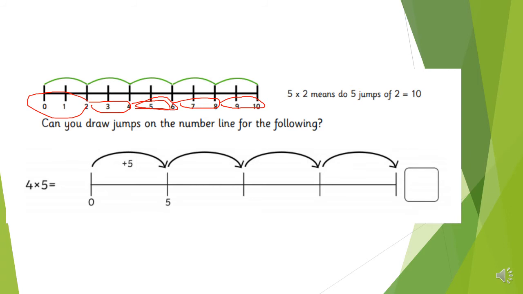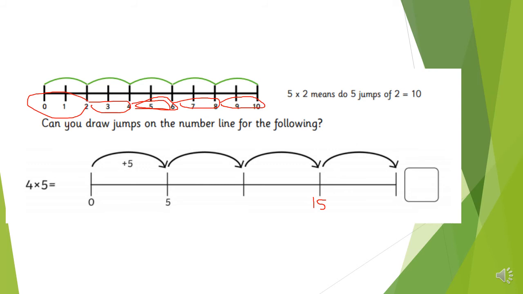Can you draw the jumps on the line for the following? 4 times 5. So what's missing here? 5. I'll give you a clue. I'll do one for you. So 0, 5, something, 15, something.